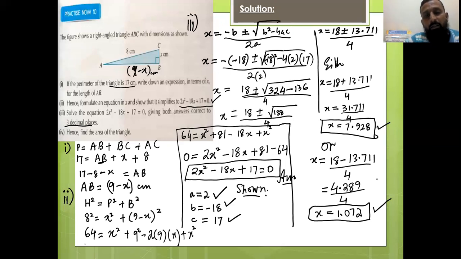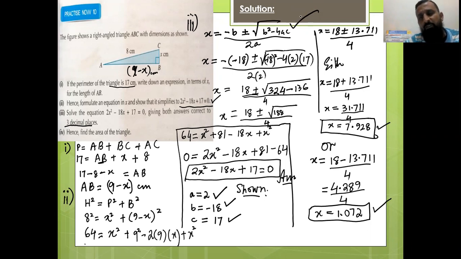So the best and the simple way is to just apply the quadratic formula, because we have some big numbers here. So we applied the quadratic formula, we found the coefficients and the constant. A equals 2, B equals negative 18, C equals 17, and we plug in these values in the quadratic formula. We simplified it, we found that the square root of 188 is 13.711.